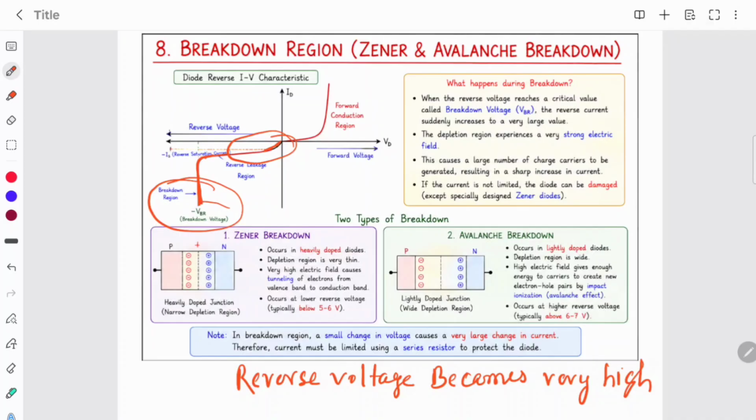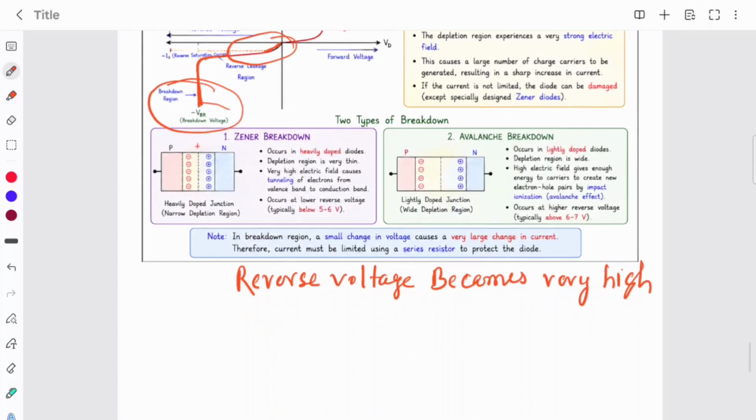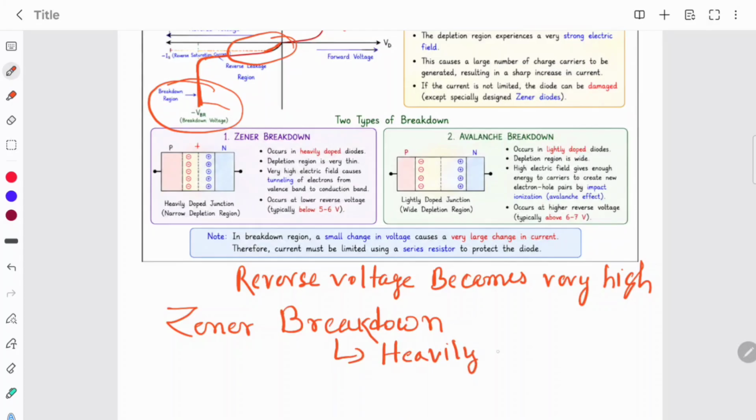There are two important mechanisms associated with this breakdown. One is Zener breakdown. Zener breakdown generally occurs in a heavily doped junction, at relatively low breakdown voltages.